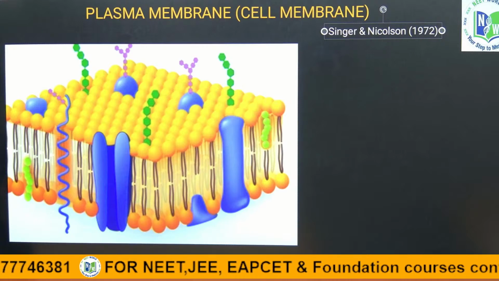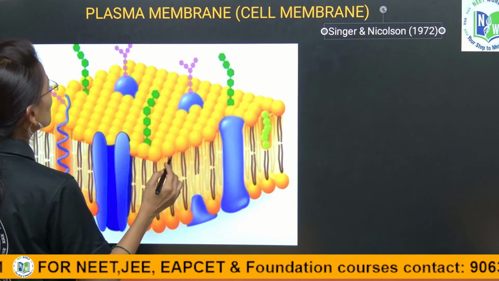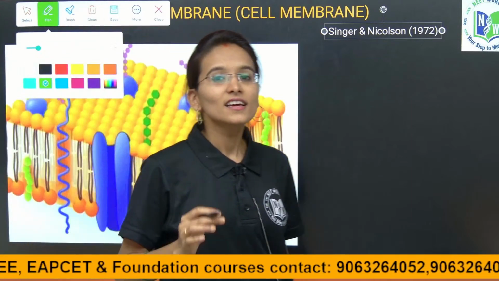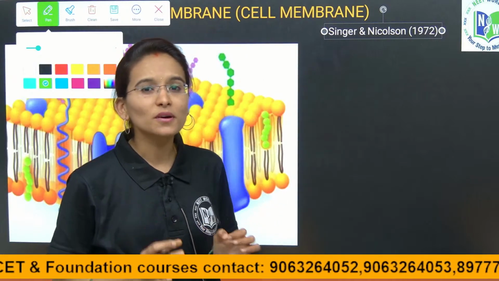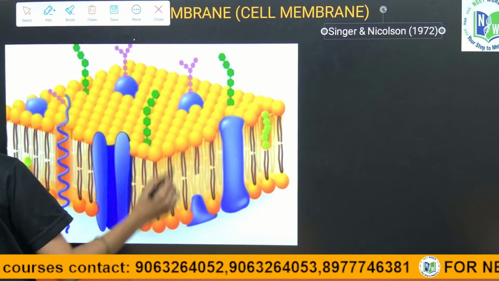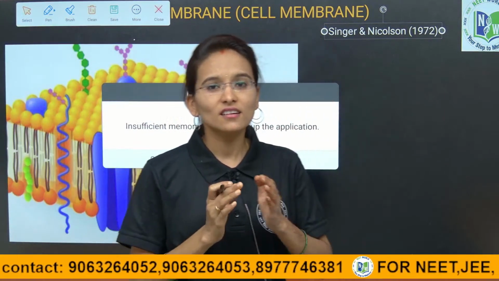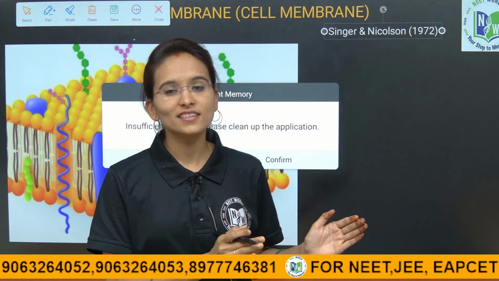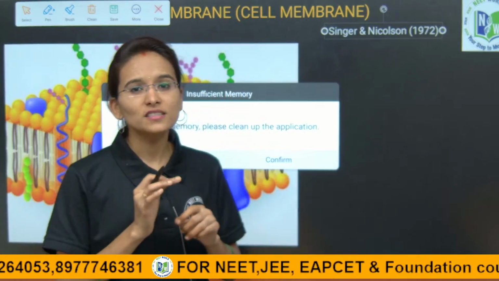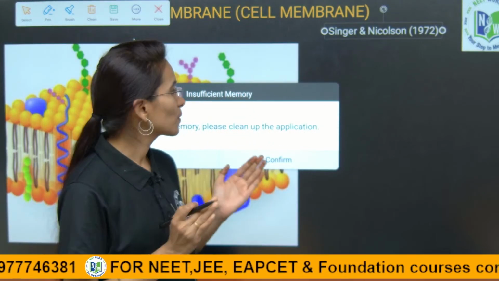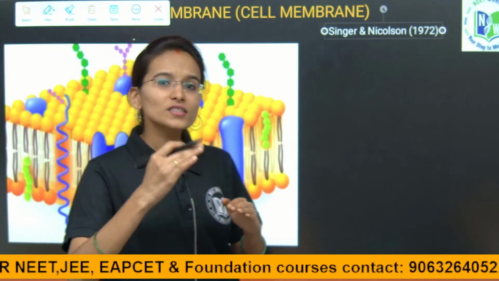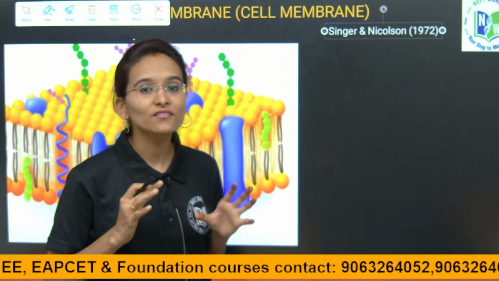Yes, children. So plasma membrane is also called the cell membrane. It is selectively permeable in nature. Each and every cell, that may be either a prokaryotic cell or a eukaryotic cell, every cell is going to be surrounded with the cell membrane, and outside the cell membrane we have what, children? We have the cell wall.